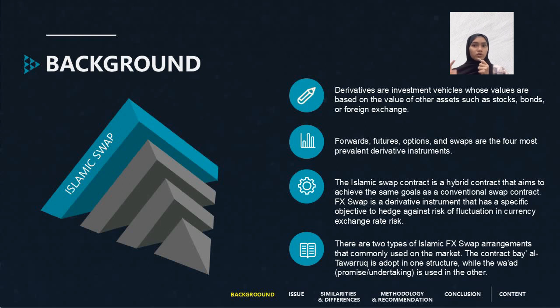Forward, future, option, and also swap are the four most prevalent derivatives instruments. The Islamic foreign exchange swap is the Islamic version of the conventional swap. Usury, which is riba, gambling, maisir, and all other unnecessary ambiguity, which is gharar, should all be avoided in an Islamic foreign exchange swap.